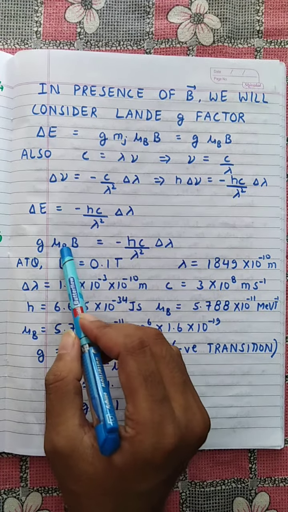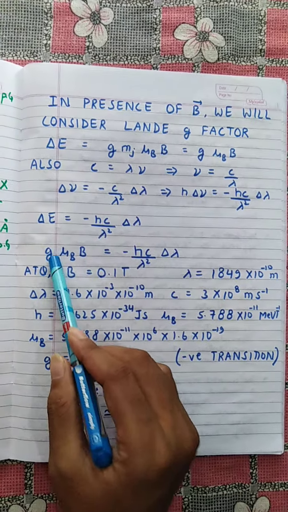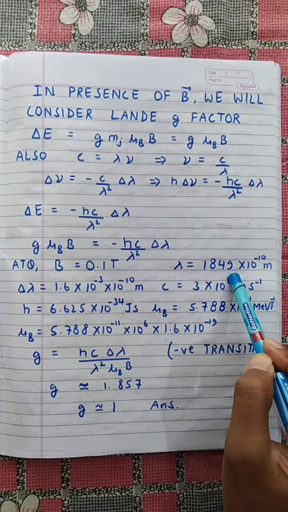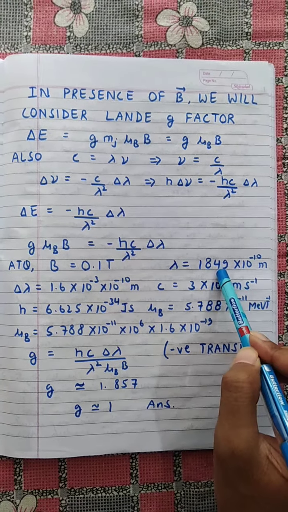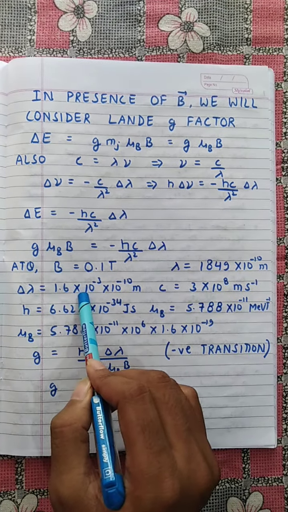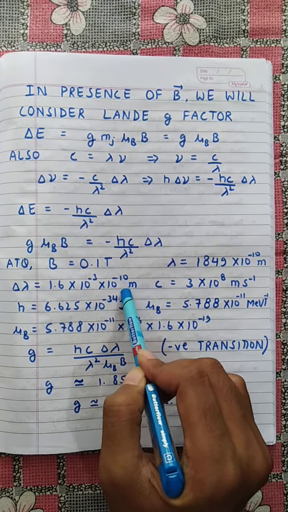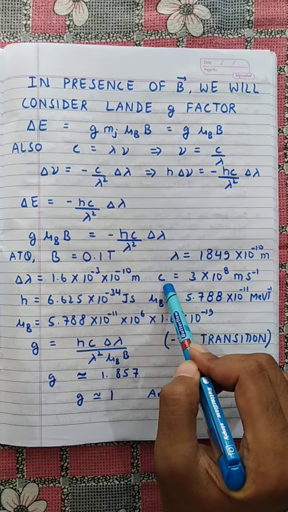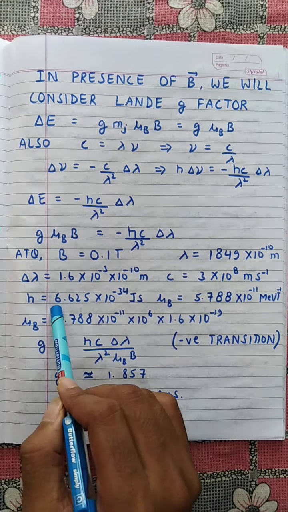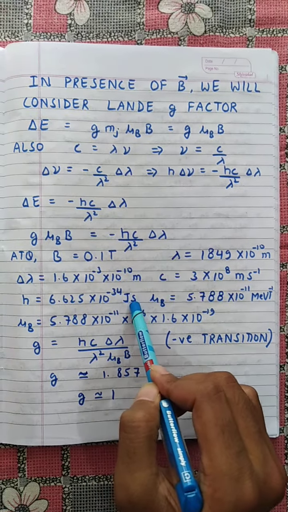Now we will substitute the values of the constants given here, as we have to calculate g. B is given as 0.1 Tesla according to the question. Lambda is given as 1849 × 10^-10 meter because it is in angstrom, and 1 angstrom is 10^-10 meter. Delta lambda is 1.6 × 10^-3 angstrom, so we multiply by a factor of 10^-10 meters. Velocity of light c in vacuum is 3 × 10^8 meter per second. h is Planck's constant with the value 6.625 × 10^-34 joule second.